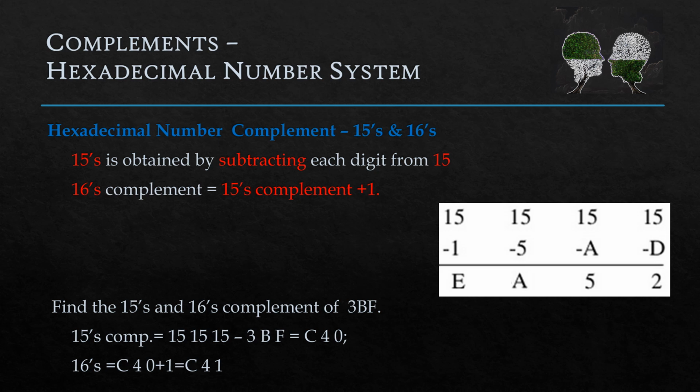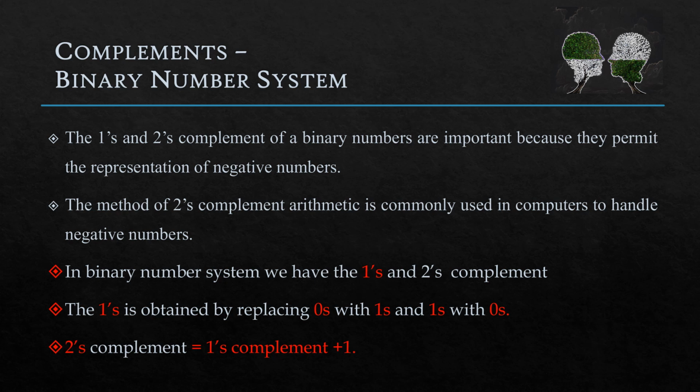Similarly, we can find out the 15's and 16's complement of 3BF, and we'll be getting the answer as C40 and C41 respectively. Then let's look into the complements in binary system. In binary system, the two complements are 1's and 2's complement, and this 1's and 2's complement of binary numbers are important because they permit the representation of negative numbers. And the method of 2's complement arithmetic is commonly used in computers to handle the negative numbers. So among these various representations of the signed numbers, the 2's complement arithmetic is commonly used in computers.